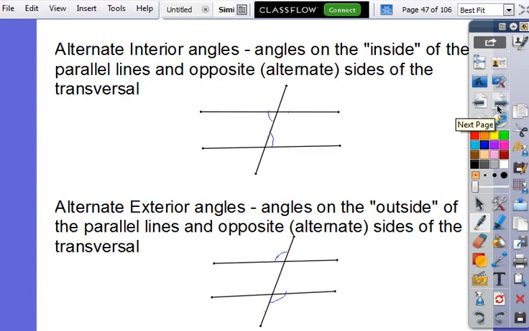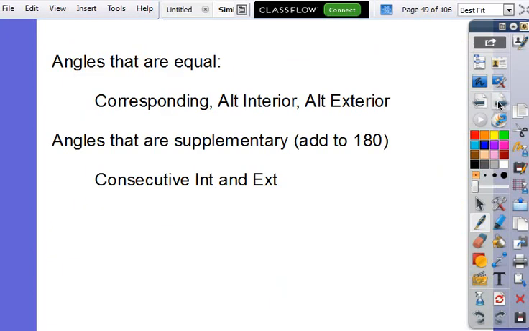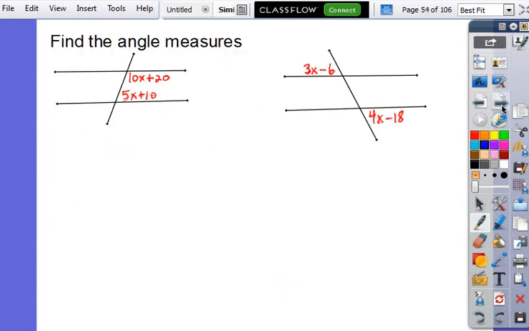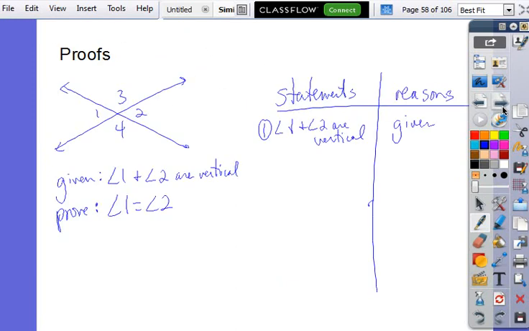Alternate interior, alternate exterior. We should remember those, right? Interior is in between, exterior is on the outside. Those are equal to each other. All right, copy that down.